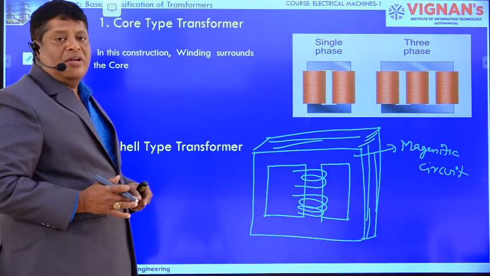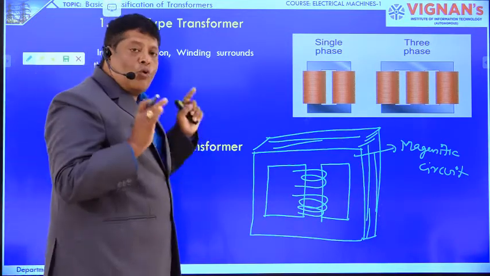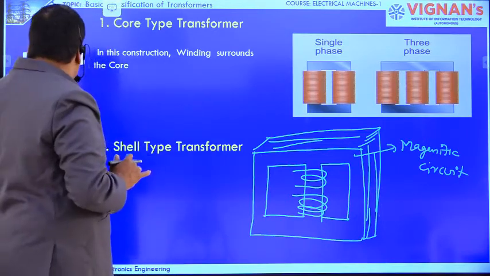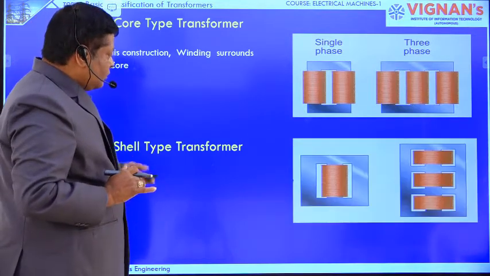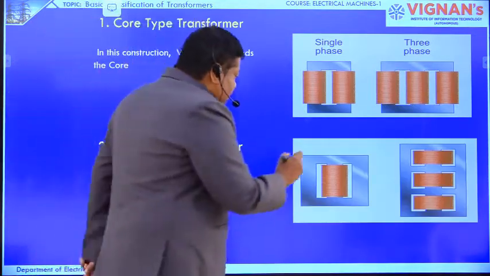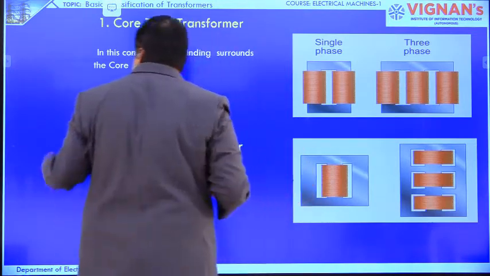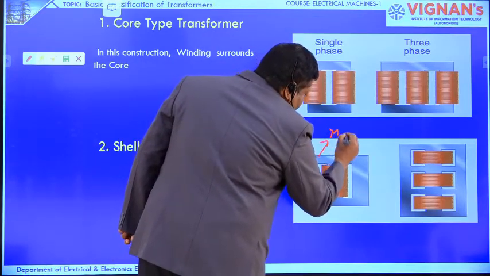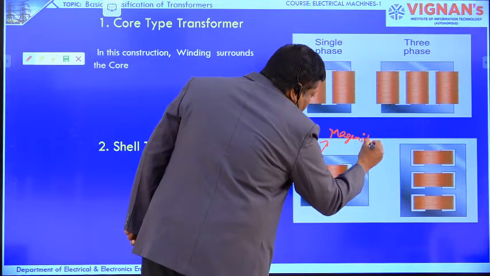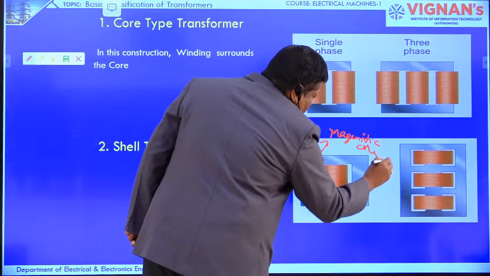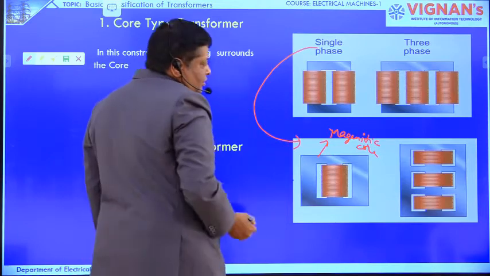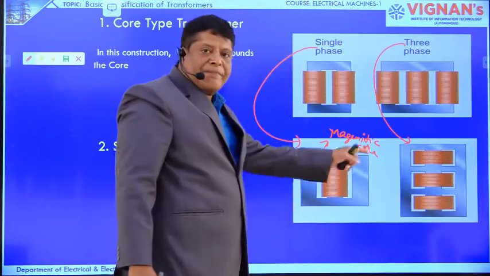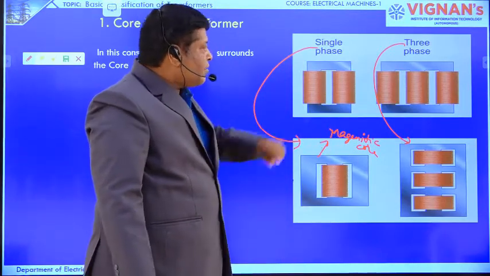So depending upon the construction of the core in the transformer, we are classifying it as a core type as well as a shell type. So this is the circuit diagram. This is the magnetic material or magnetic circuit. Simply say it is a magnetic core. Again, it is single phase. This is the circuit diagram for the shell type transformer, and now the case of a 3-phase transformer.